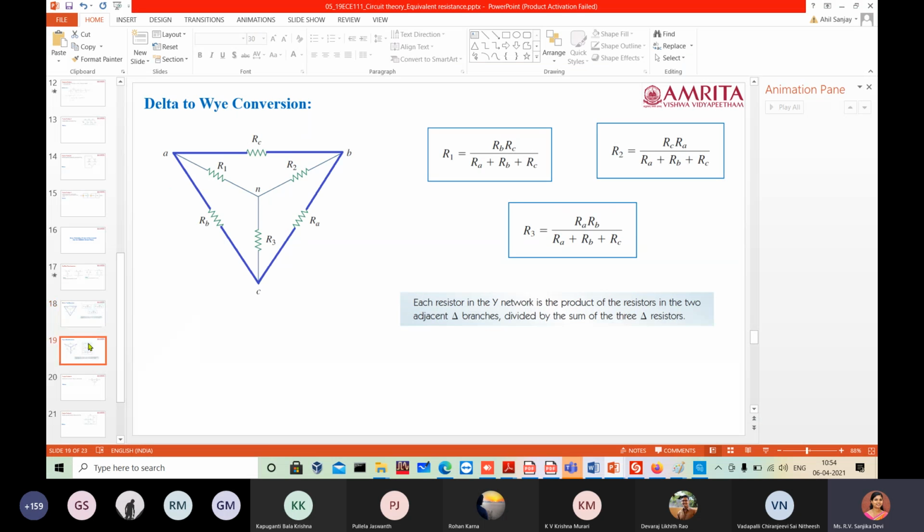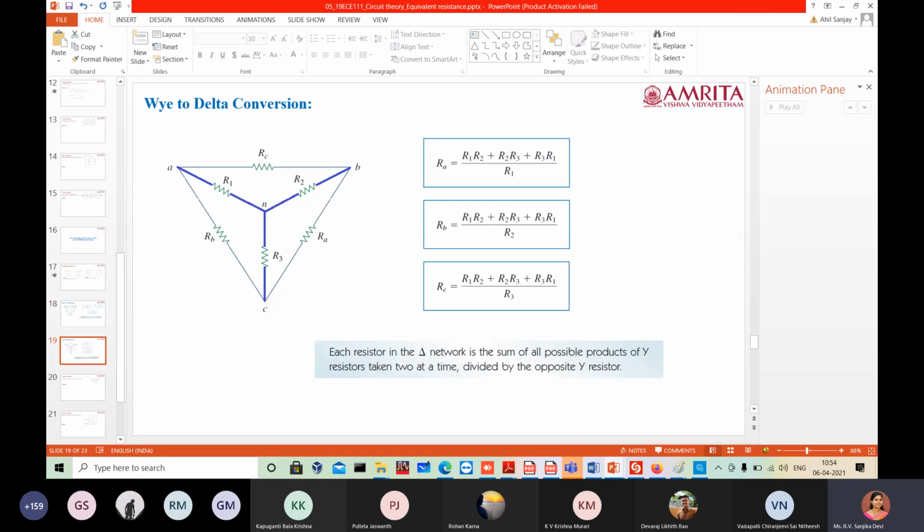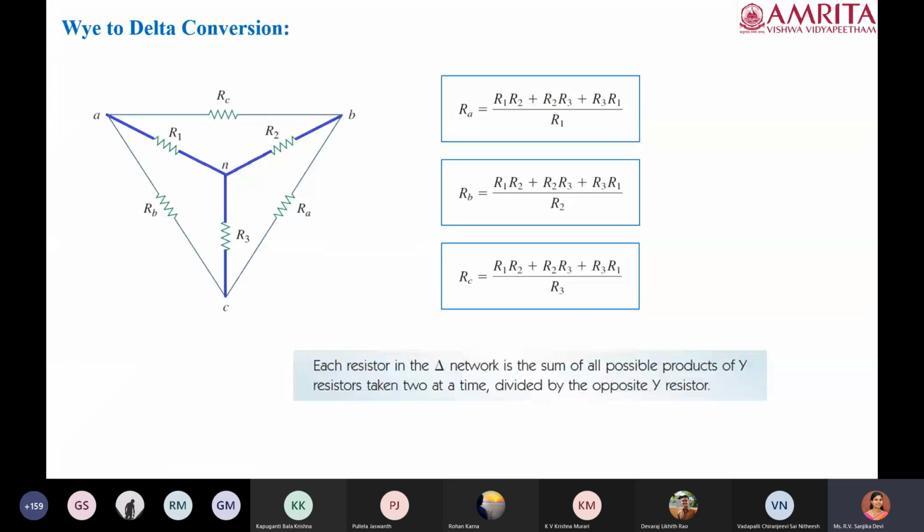Okay, so first we will see this Y to delta conversion. It means that the Y network is available and we have to find the equivalent delta network. We assume that R1, R2, R3 are known, and we have to find what is RA, RB and RC. And we have the formulas for finding this conversion.